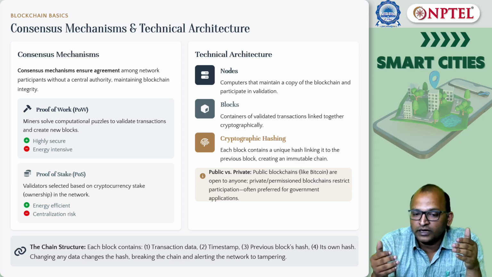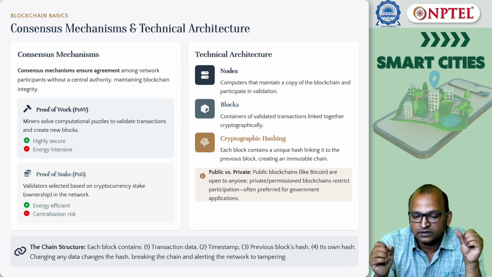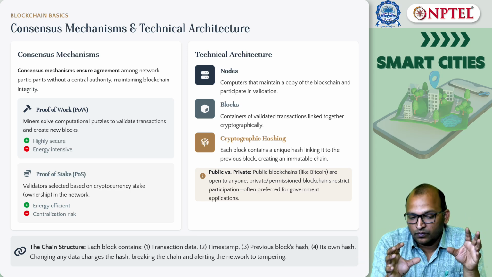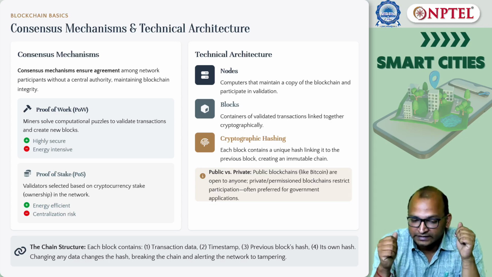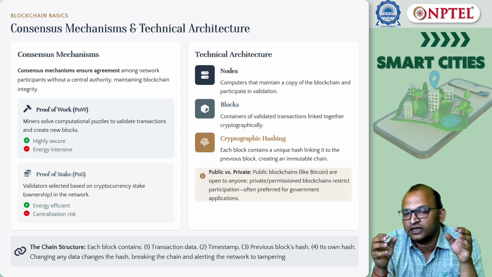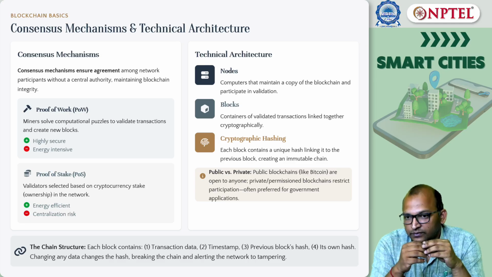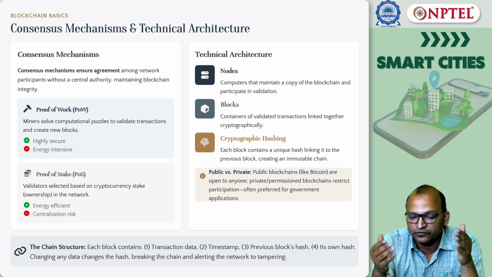Now there are two main types of consensus mechanism. One is proof of work. Here computers solve difficult mathematical puzzles to validate. This is very secure, but it uses a lot of energy. The other approach is proof of stake. The validators here are chosen based on their stake in the network. This is much more energy efficient and is actually preferred for government applications.